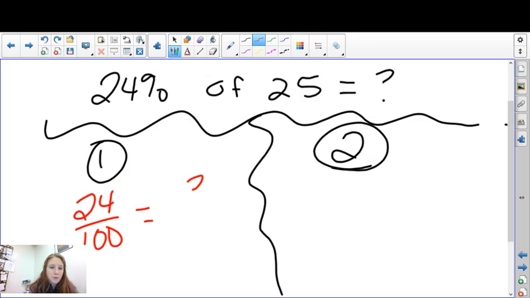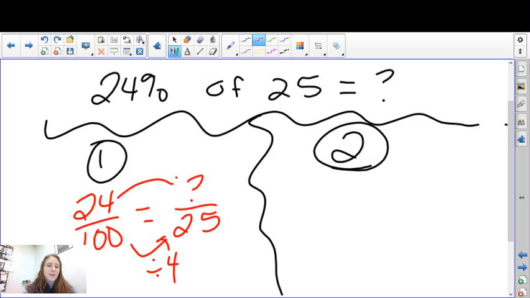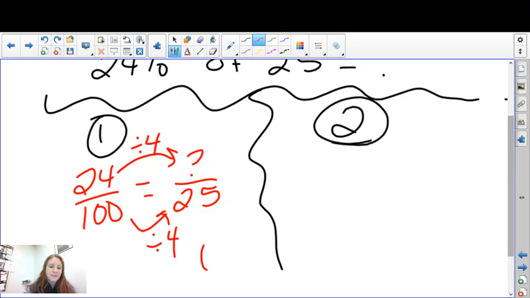Is equal to what number of 25? And I know 25 is going to be on the bottom because 25 is that total. Totals always go on the denominator, always. So that's an easy one. I divided that by 4, so that means I have to divide this by 4. 24 divided by 4 should give me 6. So I should have 6 new members.